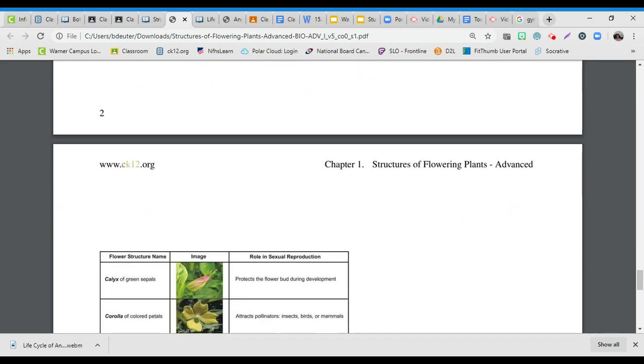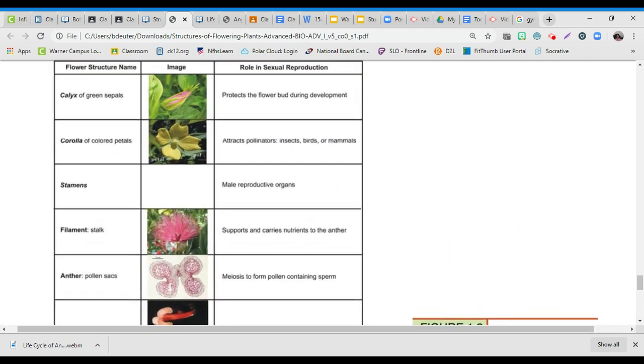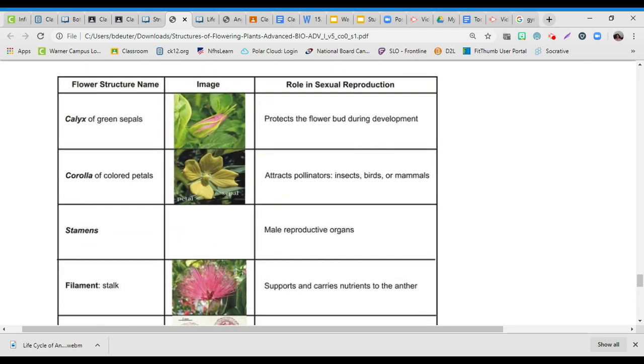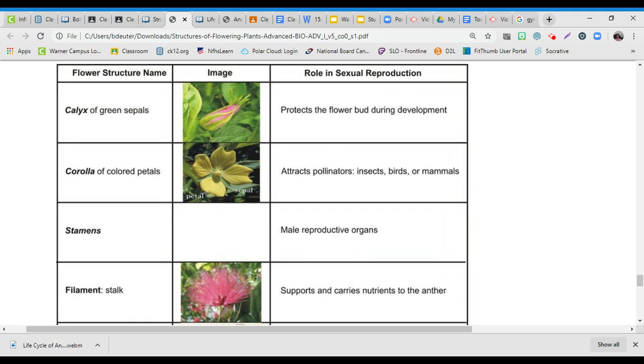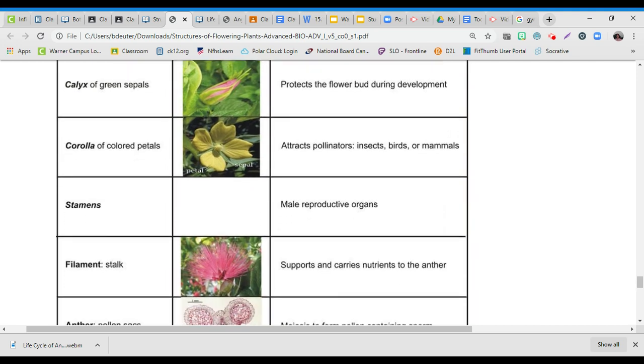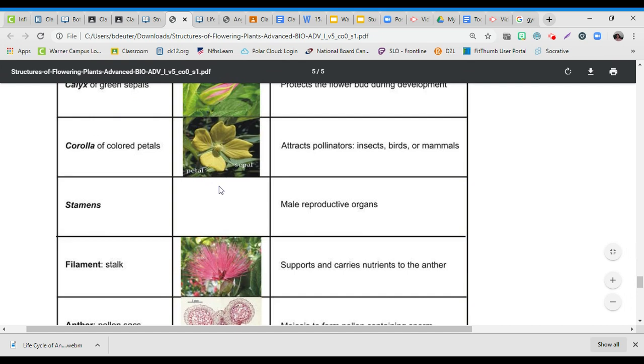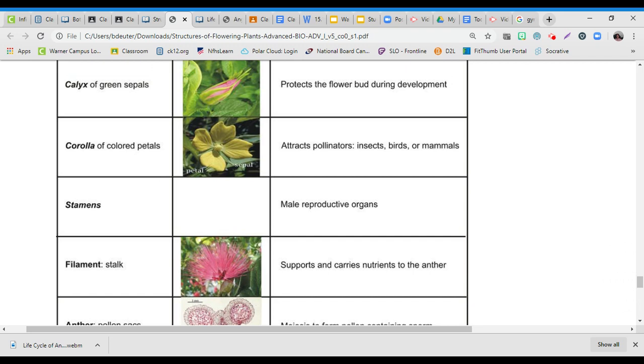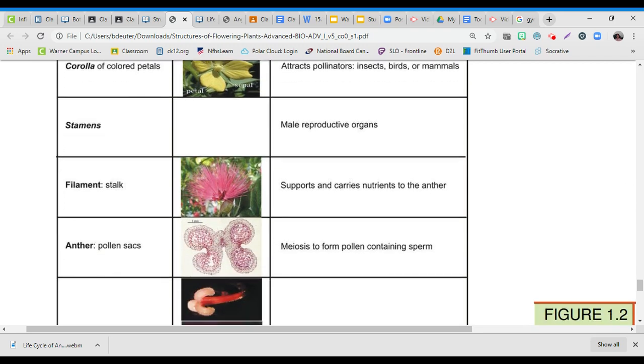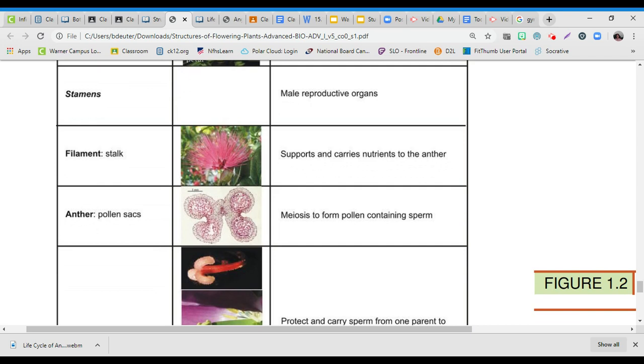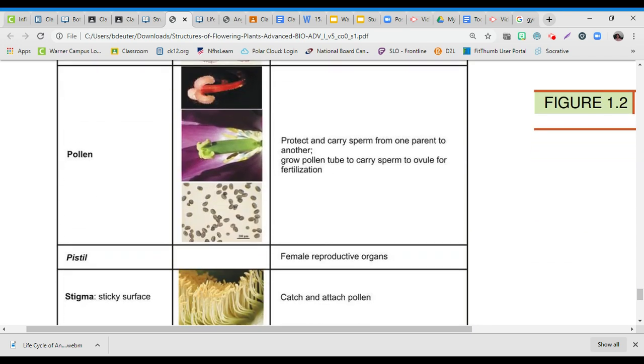From here, I want to go through this table really quick. And so we do have our sepals or calyx. These are to protect the bud during development. Our colored petals, a corolla. These are to attract pollinators. Our stamen, which is the male reproductive organ, which is made of our filament, which is the stalk, and our anther, which has the actual pollen in it. The pollen is the part that is producing the gamete. Remember, this is the gametophyte stage of this.